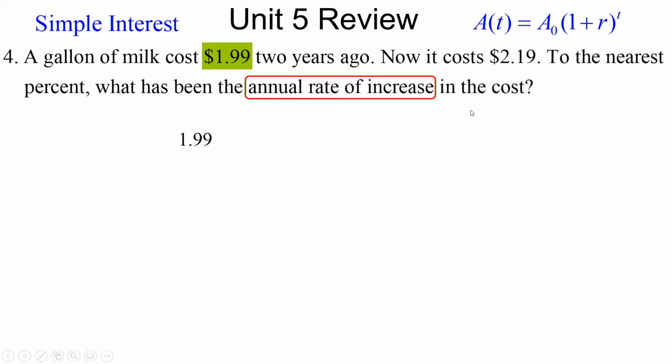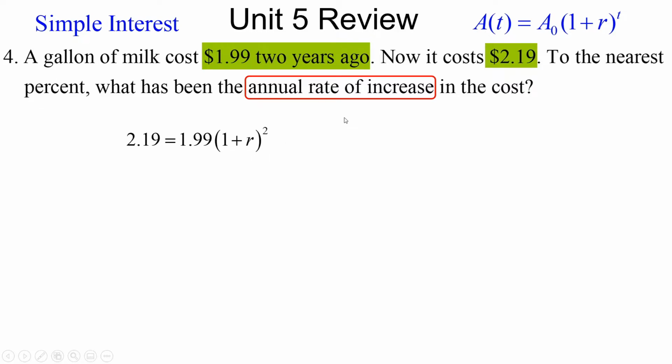And then times 1 plus r to the, how many years ago? 2 years ago. So this is going to be a 1 plus r to the second. Now it costs $2.19. So this expression has to equal $2.19. And again, to the nearest percent, what has been the annual rate of increase in the cost? They didn't give us a rate, so we're 1 plus r, and we're going to solve for that rate.